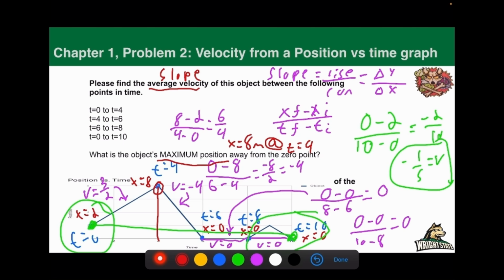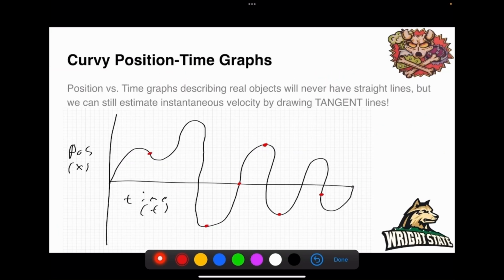Cool. All right. So here's the thing. Real objects almost never have straight lines. A straight line is implying that it takes you 0 seconds, actually 0 seconds, to go from moving this fast to moving this fast. That is not possible, right? Any object is not going to be able to change its velocity in 0 seconds. It's always going to take you some period of time.